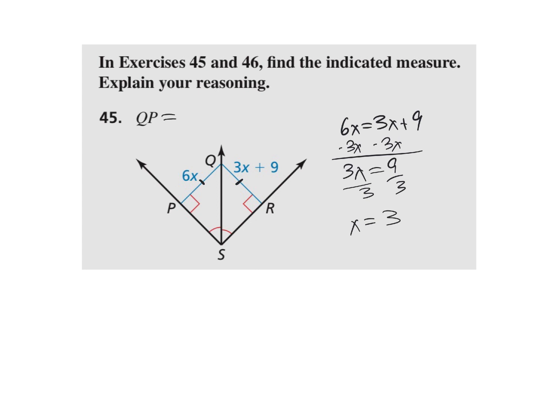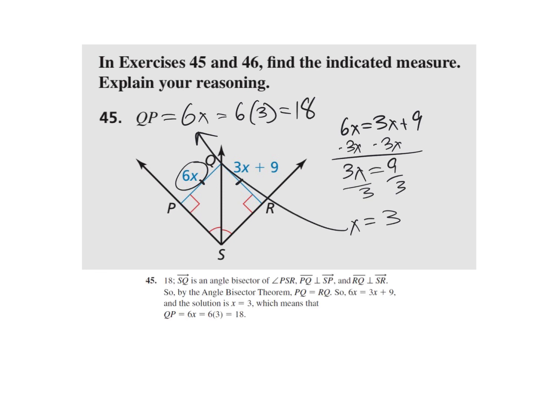Now it says find QP, not x. QP is 6x. So we have to substitute this in. Please don't forget to read what they want. So the answer is 18. Okay, there's the official answer. Good job, you're all done.